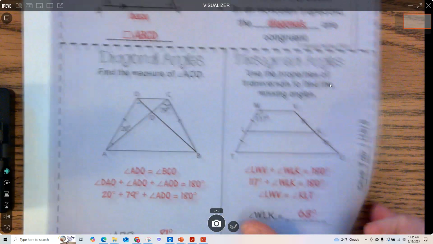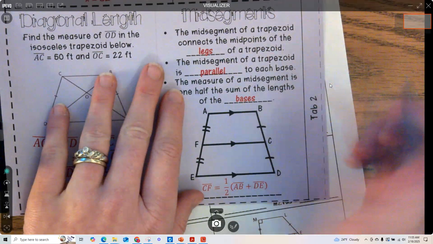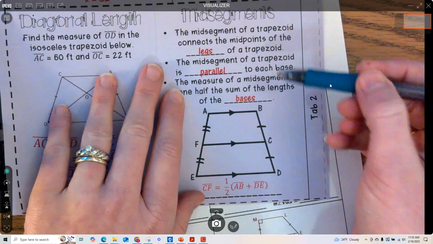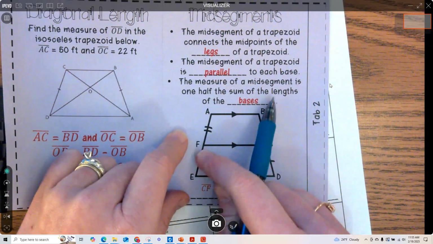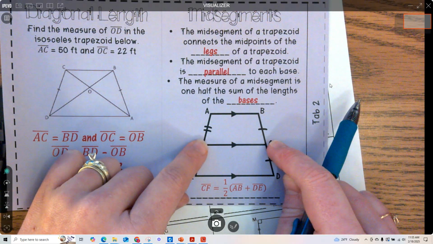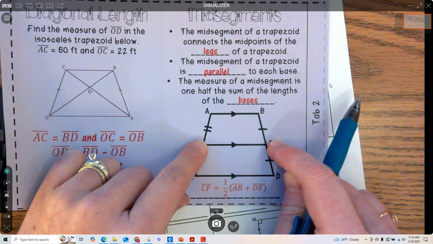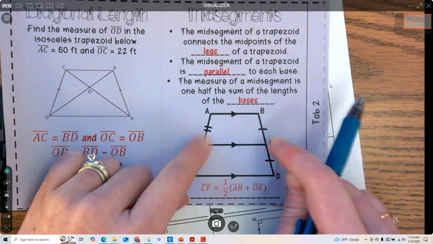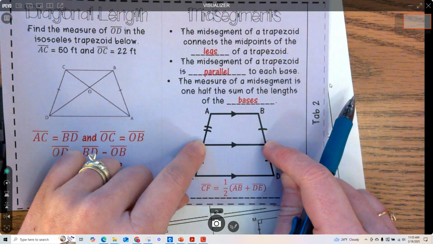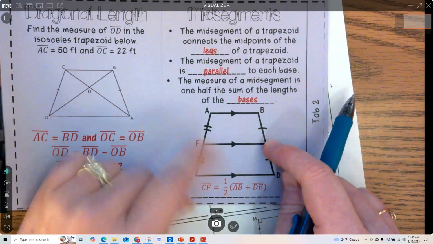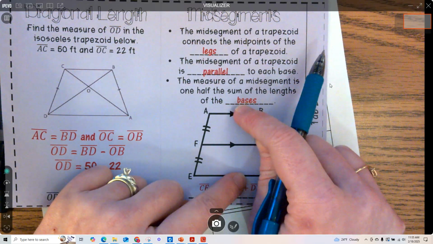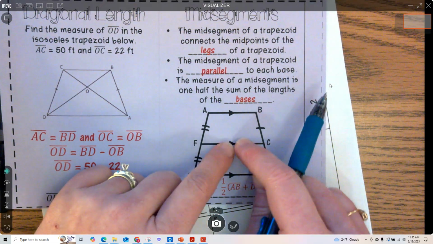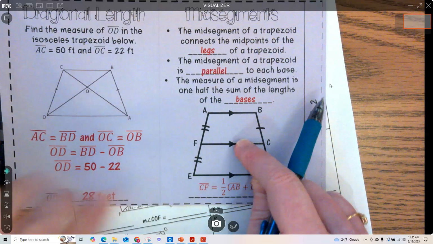We also have a mid-segment in these. So the mid-segment of a trapezoid connects the midpoints of the legs. So halfway across each leg is where that mid-segment goes. It's going to be parallel to the bases, and then the measure of the mid-segment is half the sum of the length of the bases. So I can take these two parallel sides, add them up, divide by 2, and that's going to be the length of the mid-segment.